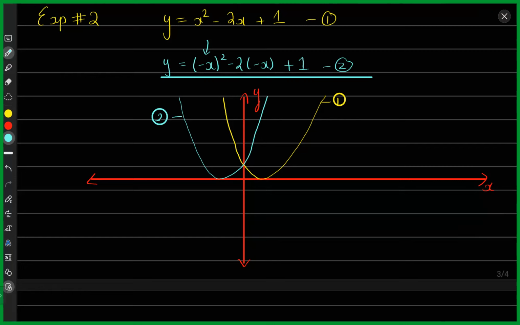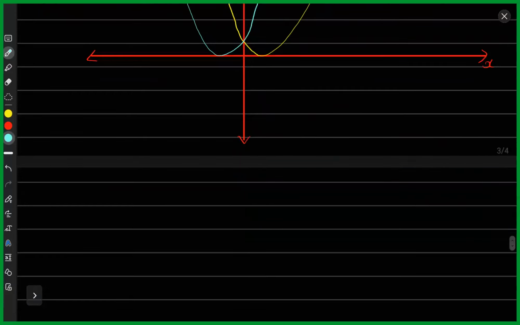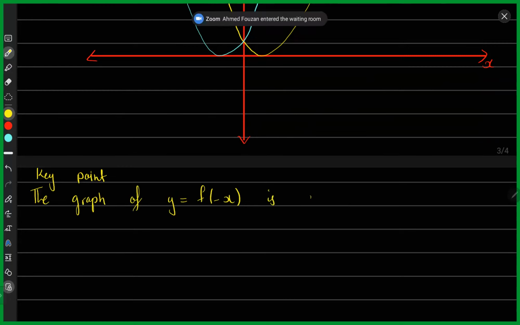So let me write down the note for this one. Okay, it says it is the next key point. The graph of y equals f of minus x is a, one second.